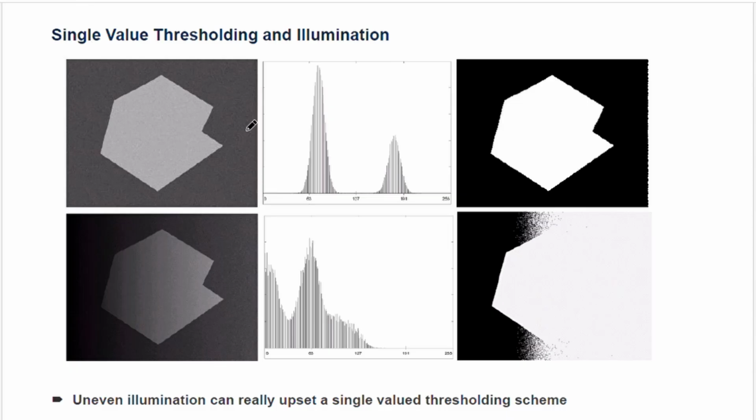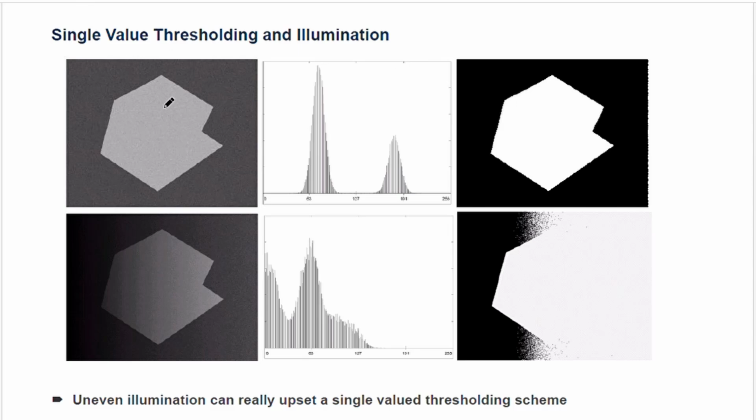So the problem is the illumination. So this is the good illumination object and this is the histogram. Yes, you can do the single level histogram or global thresholding by taking the midpoint of these two max and min gray levels. Okay, so this is the threshold output.